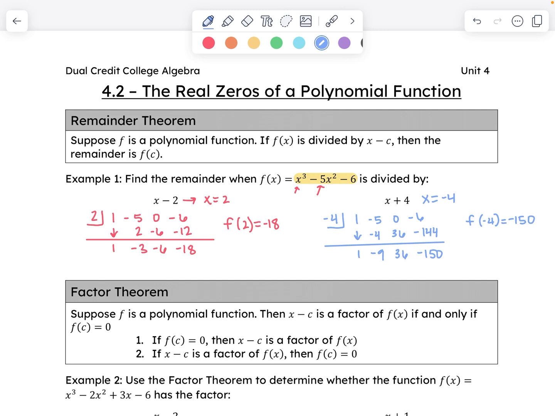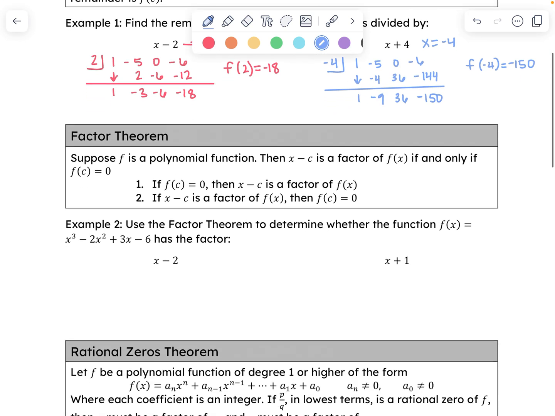So the reason that we would use this is that instead of getting a negative 18 or negative 150, we would want to get that it's 0. So that's where our factor theorem comes in. The factor theorem says, suppose f is a polynomial function, then x minus c is a factor if and only if we end up with 0. So f of c is equal to 0 means that it's a factor, or it's a factor means that you would get 0 when you plugged it in to the equation.